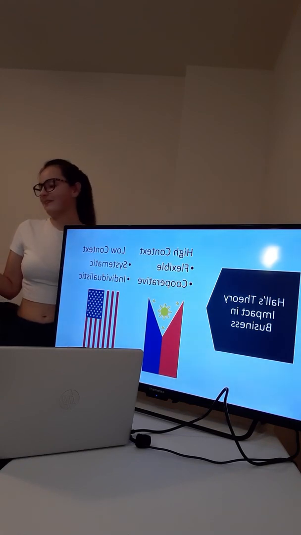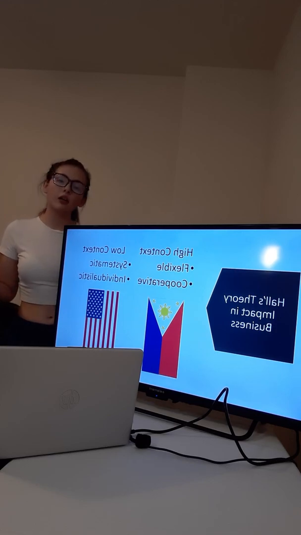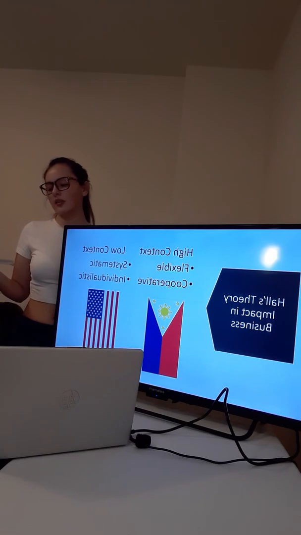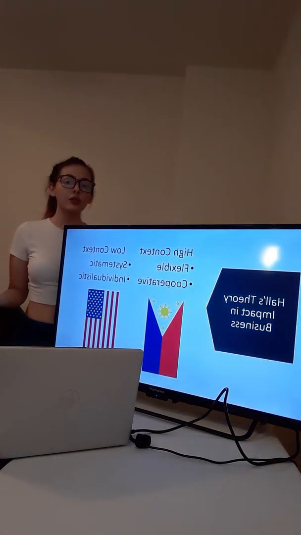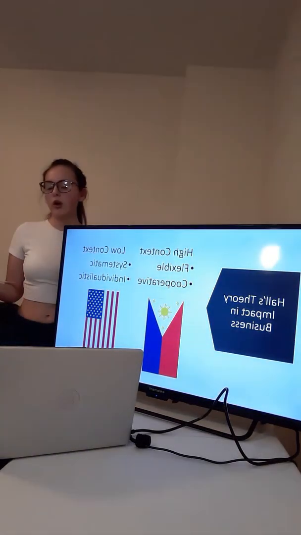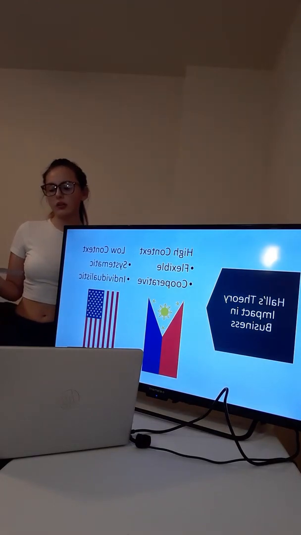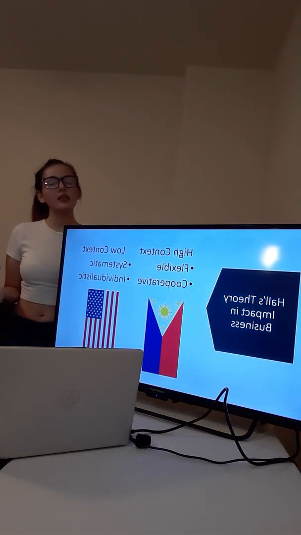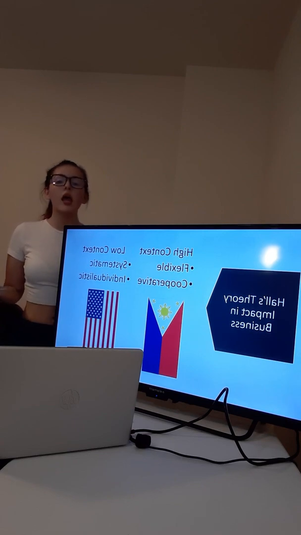In conclusion, the Filipinos and high context cultures are more driven towards cooperation as a natural solution to their problems, while for Americans and low context cultures, solving problems in a cooperative way is not their second nature, so they have to practice it and learn about it.